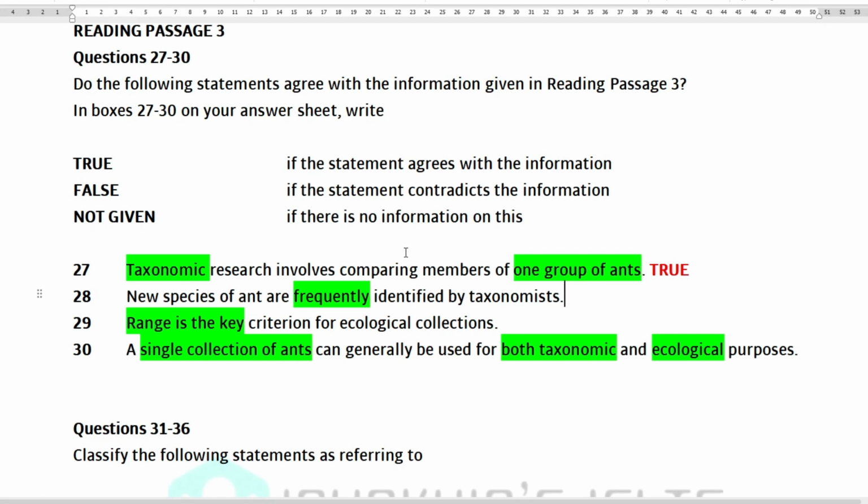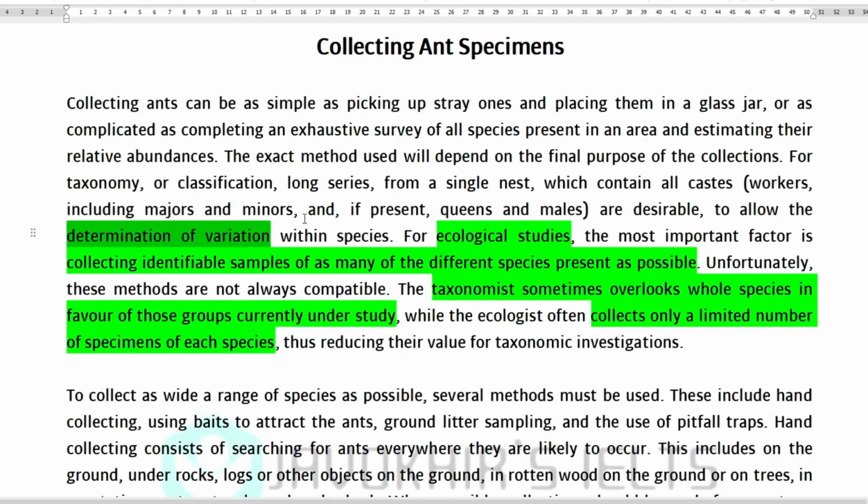New species of ant are frequently identified by taxonomists. So I think we still had something related to this as well. The taxonomists sometimes do what? What do they do? Overlooks whole species in favor of those groups currently under study.